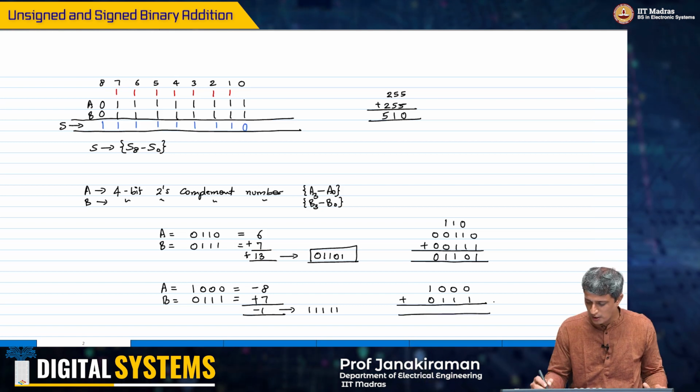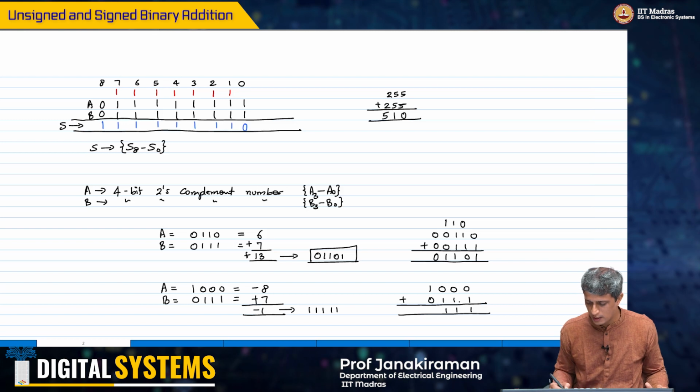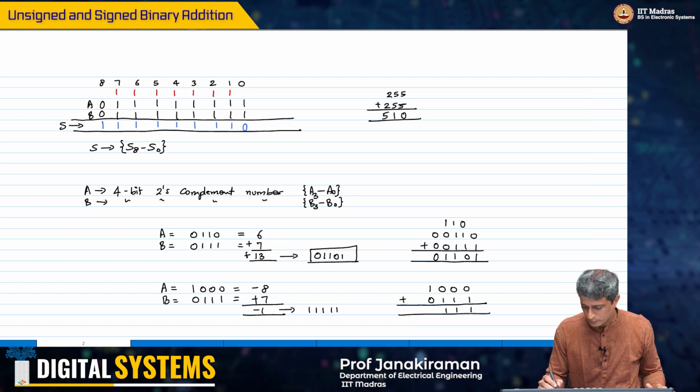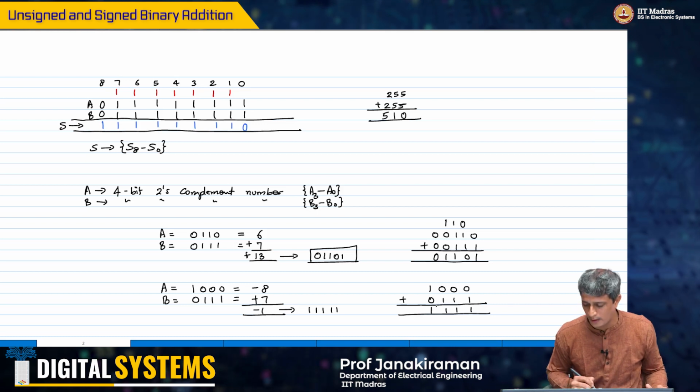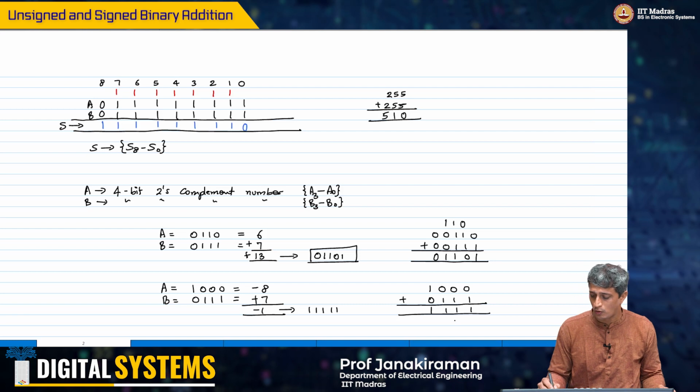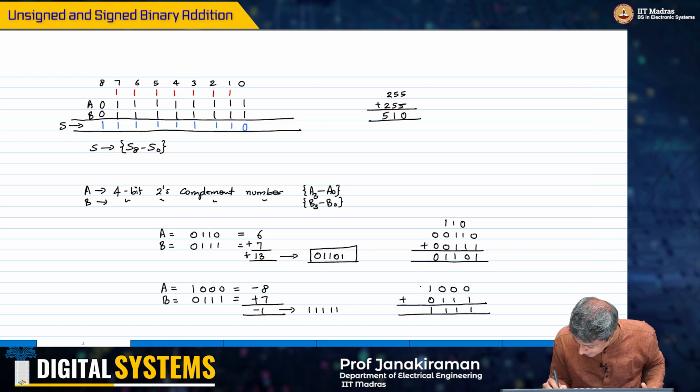So we'll do this a little carefully. 0 plus 1 is 1, 0 plus 1 is 1, 0 plus 1 is 1, right? And 1 plus 0 is obviously going to be equal to 1. Okay. Now this again is only 4 bits. So how do we get that 5th bit? Remember, you have to sign extend.